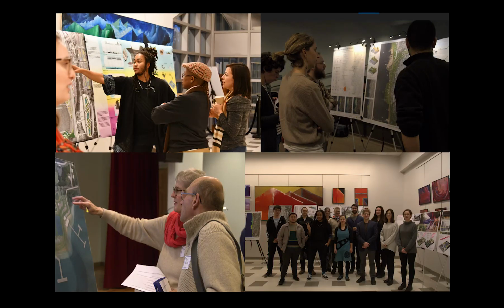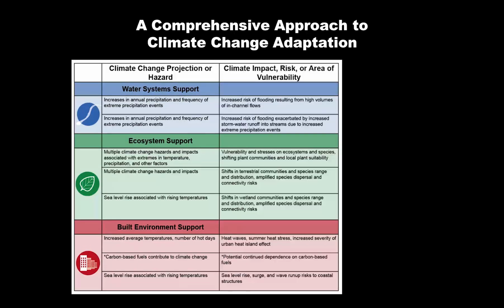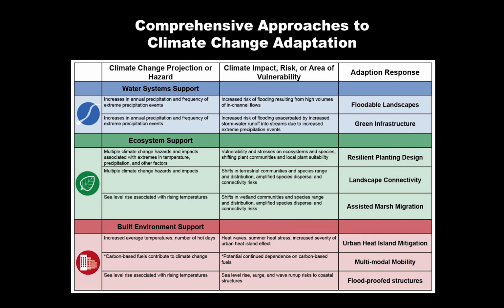So in the studio, a lot of our adaptation strategies are grounded in these three physical areas for the physical and ecological capacity. One is water system support, the second is ecosystem support, and the third one is support for the built environment. So we look at those impacts, or projections, and understand what those impacts might be. And then we build it, it looks like there's a typo there, if you can find it. Then we build adaptation responses into it that are also comprehensive.